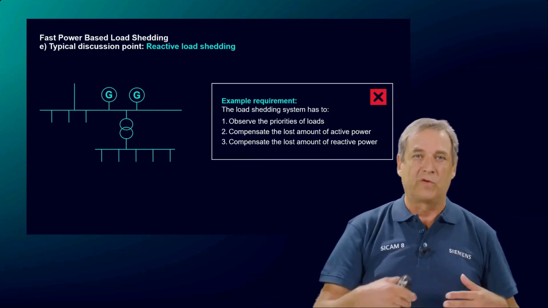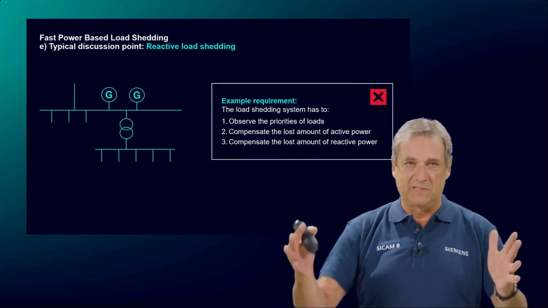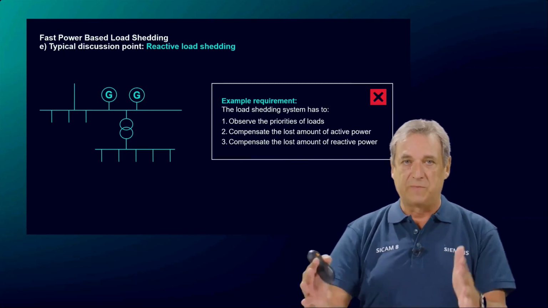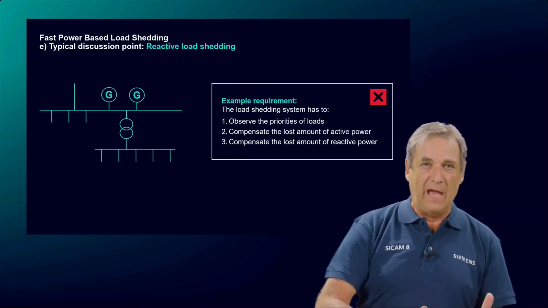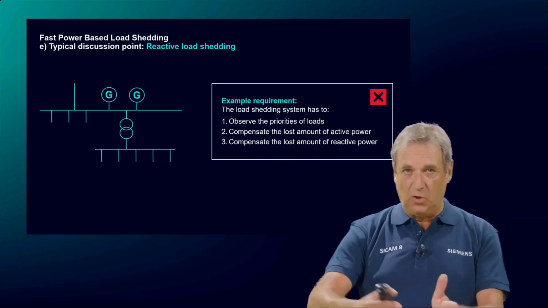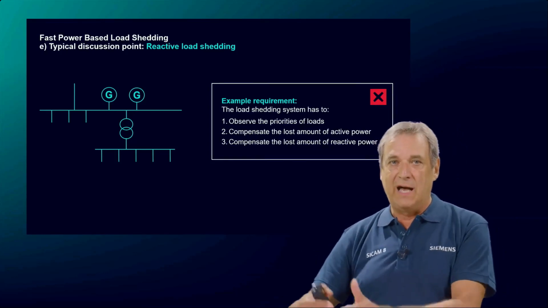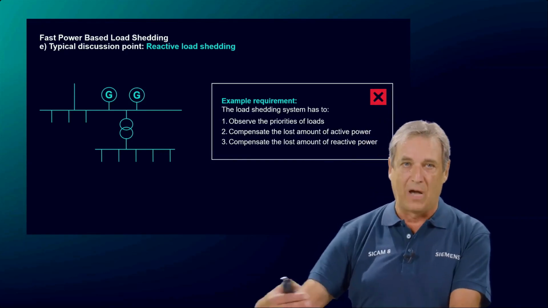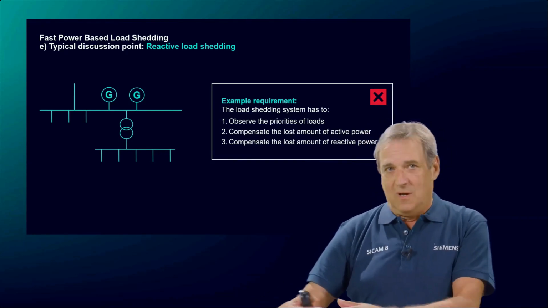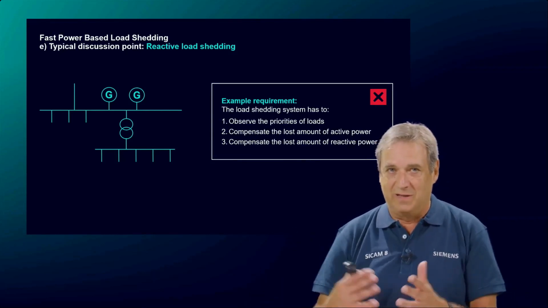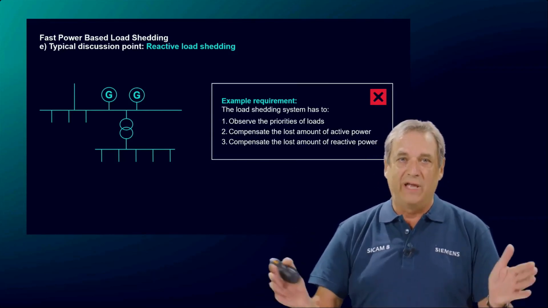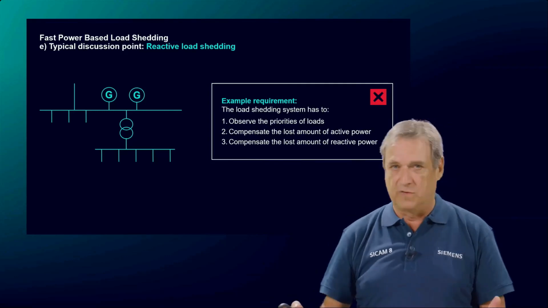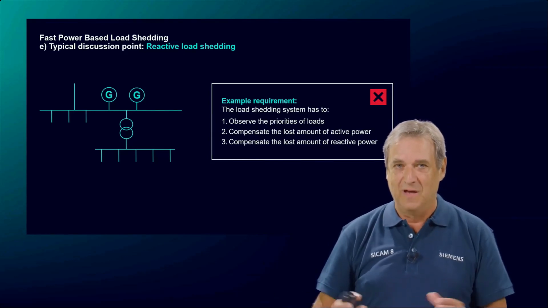A solution that works in most cases is to install a standard fast power-based load shedding system, and in addition, to install at critical switchgears an undervoltage protection relay for tripping loads with high reactive power consumption. I'm terribly sorry, but nevertheless, to provide a general guideline for all these scenarios is not possible.